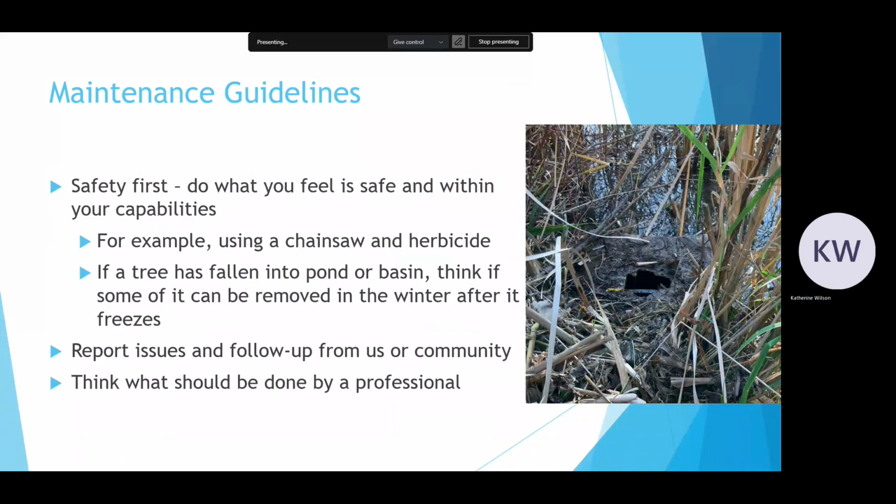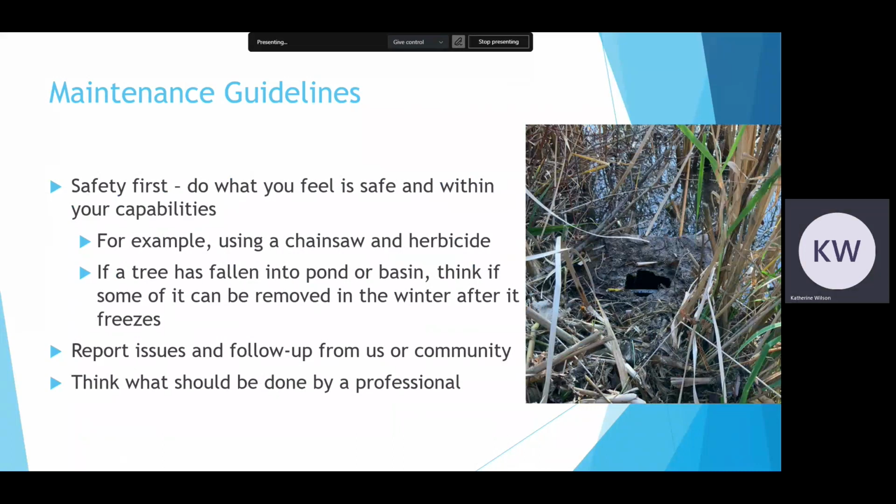think safety. So take the time to think about what you're doing. Safety protection when handling a chainsaw, it's typically recommended people wear steel-toed boots, chaps, gloves, and safety glasses. Always do a 360 check around you to make sure that your area is clear. If a larger tree has fallen into the pond's basin, think if some of it can be removed in the winter after it freezes. This might be an easier way to deal with a tree that's fallen into a pond, is dealing with it in the winter.